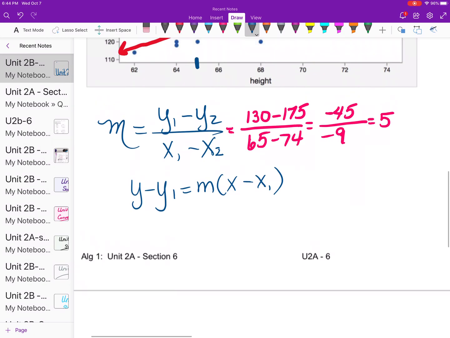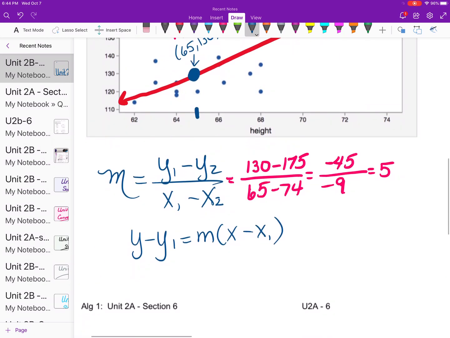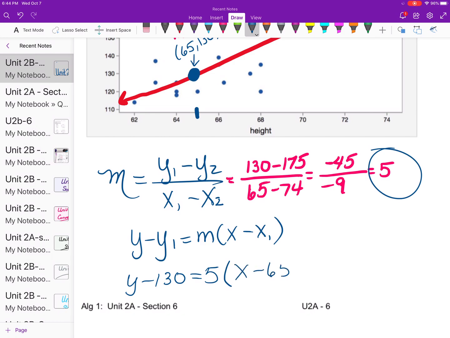So we already did our y1 and y2. y1 is 130, so this is going to be y minus 130. Our m is 5. We figured that up above. And then x minus 65. That's the equation of this line.